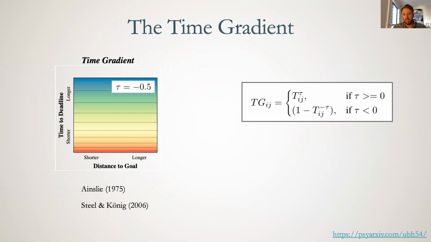Here we model the time gradient in the same way as the distance gradient. Except here we really don't expect the exponent to be positive. So in the analysis I'm about to present, we're going to constrain tau to be negative.